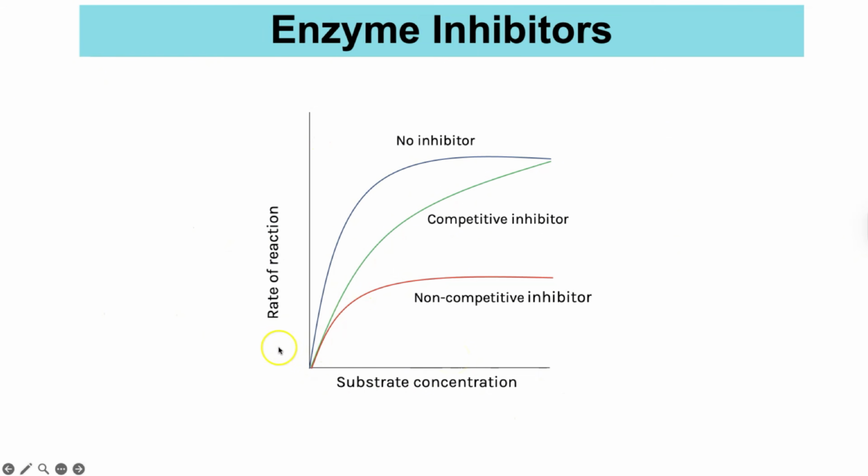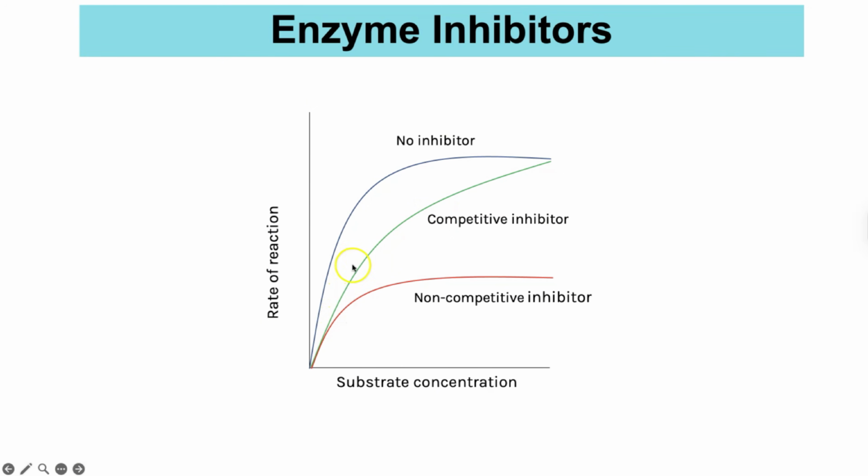We've got rate of reaction against substrate concentration. The blue line is showing us if there was no inhibitor, and that links to what we talked about previously: with low substrate concentration, fewer collisions, but then it plateaus because you don't have enough enzymes. But in this one, we can now see with both a competitive and non-competitive inhibitor, the rate of reaction is lower at almost all points until this bit here. And we can see that because the curve has shifted to the right.